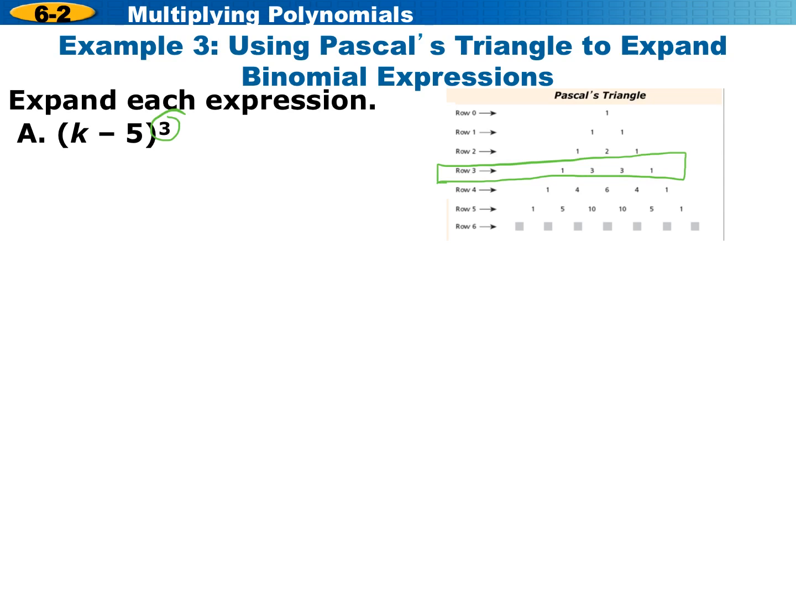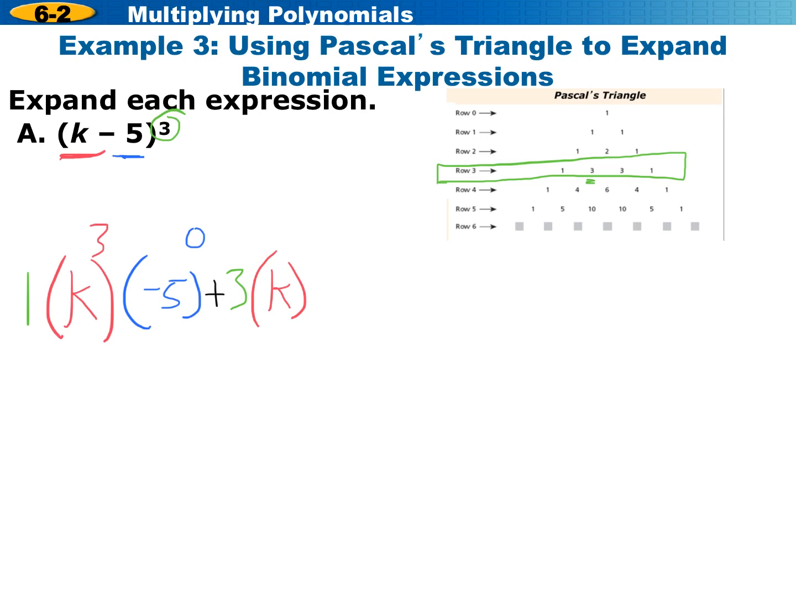So we're going to have 1, and then we're going to start with k, and it's going to be k to the third power, and the second part, negative 5, to the 0 power. And then we're going to add. So the next coefficient here was 3, so it's going to be 3. And then we take the first term, which was k, and instead of the third power, it's going to go down by 1. And then the second term was negative 5, and we're going to go up, so it's to the first power.